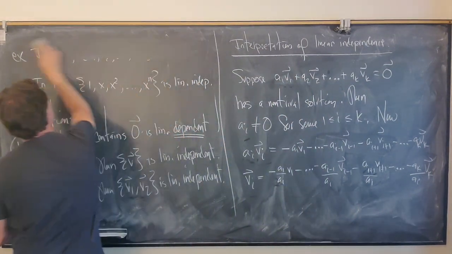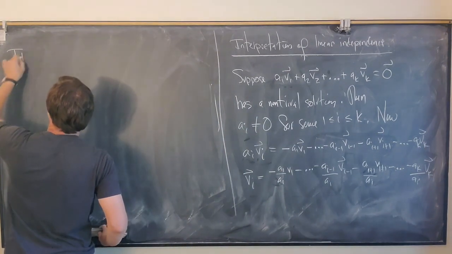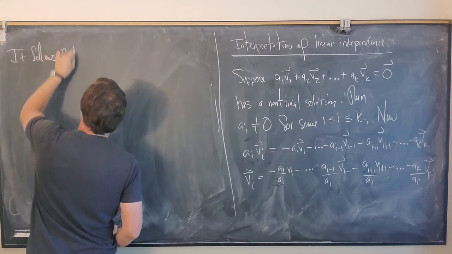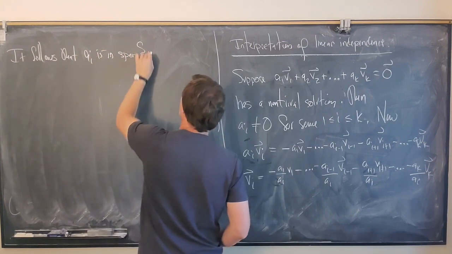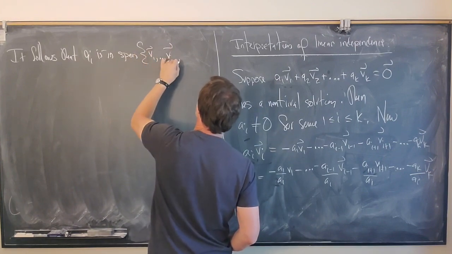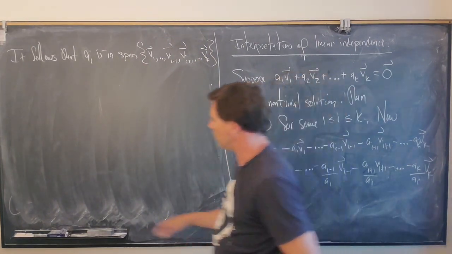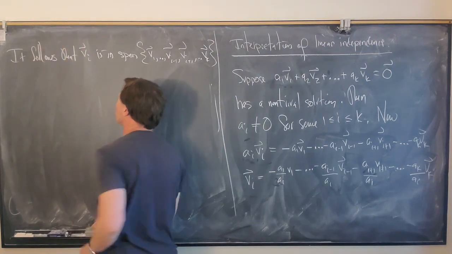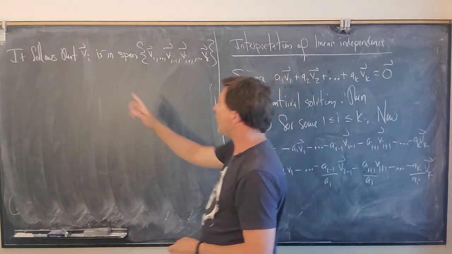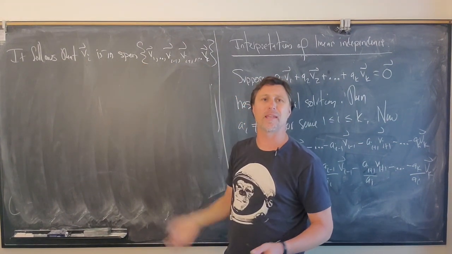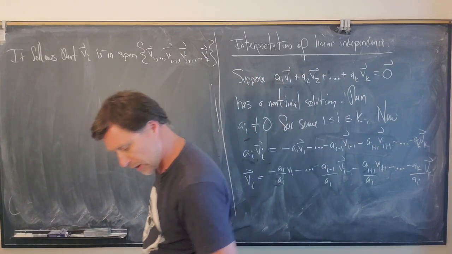So let's say it like this then. It follows that v sub i is in the span of all the other vectors. So that would be v1 up through v sub i minus 1, v sub i plus 1, dot dot dot, v sub k. So this captures this idea of redundancy in the situation where we have a linearly dependent set. One of the vectors will lie in the span of all the others. And so in some sense, we don't need that vector, and we'll see what we mean by needing later on. So in fact, I want to write this down as a theorem now.